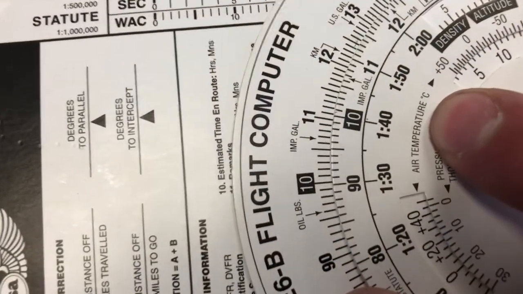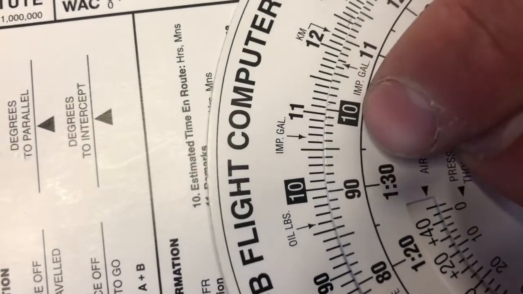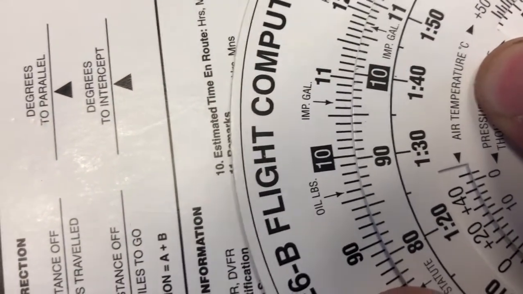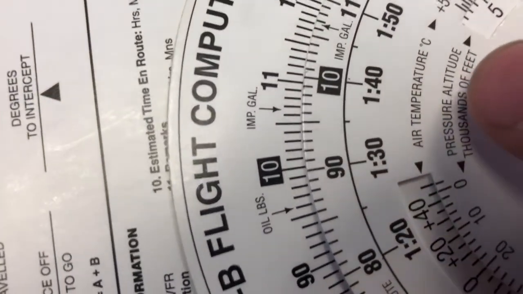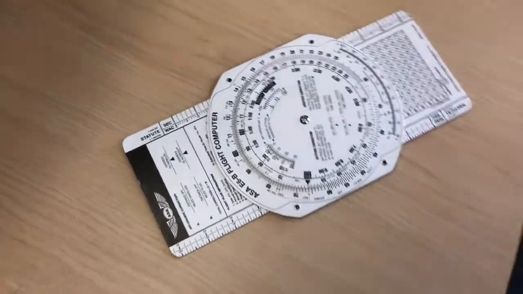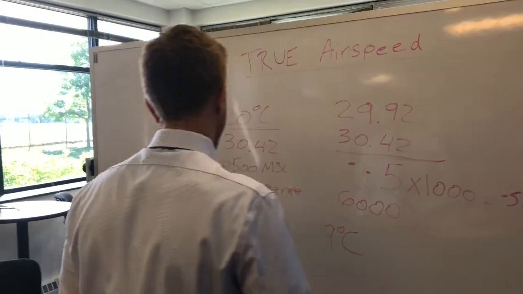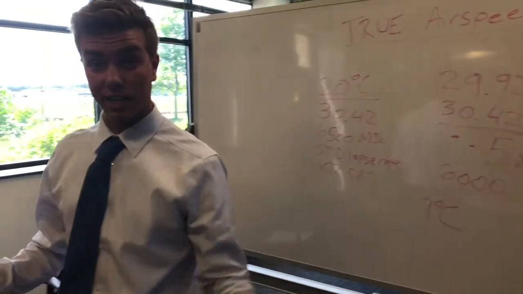Now we use our calibrated airspeed on the inner ring here. So you remember where our calibrated airspeed was? 102 knots. We look over here, 100, 102. Follow that up. Now your true airspeed is on the outer ring. So you go straight up. Now we're looking at about 112, 113 knots for our true airspeed. Do you understand how I computed that? It's pretty simple.